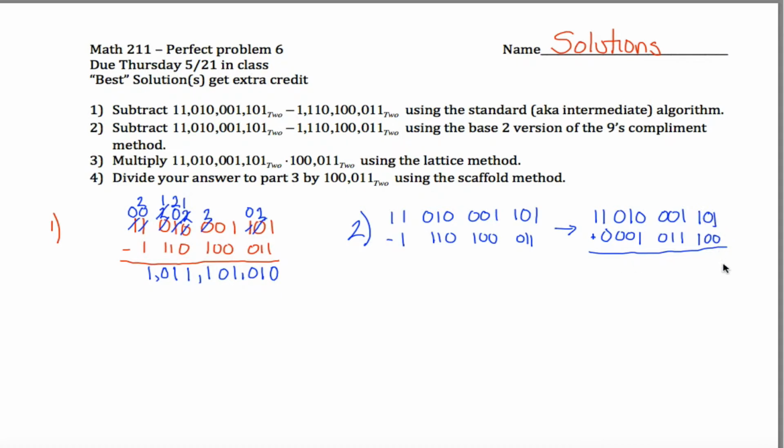Now when I go through and add, 1 and 0 is 1, 0 and 0 is 0, 1 and 1 is 2, which in base 10 is 0 singles and 1 group of 2. 1 plus 1 plus 1 is 3, which in base 10 is 1 single and 1 more group of 2. 1 and 1 is 2, which is 0 singles and 1 group of 2. 1, 0, and 0 is just 1. 0 and 1 is 1. 1 and 0 is 1. 0 and 0 is 0. 1 and 0 is 1. And 1 and 0 is 1. So I get this weird answer right here.